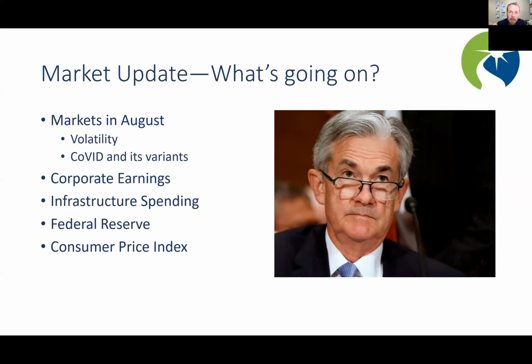So first off, let's talk about what the markets did in August. Looking at the S&P 500 and the NASDAQ, they were both up somewhere in the neighborhood of 2 to 3%. So it was a good level of growth for the markets. The Dow lagged a little bit behind. We were sitting at about a 1% growth so far for the month of August.